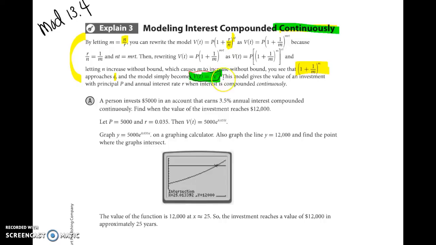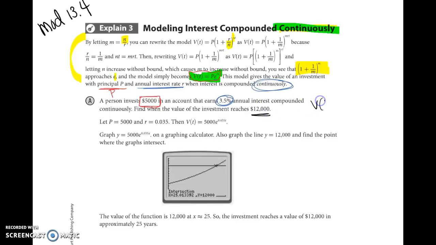So using this formula, let's go ahead and identify some of these key things. So P is the principal amount. R is your rate. And remember, this is being compounded continuously, which is why we're using E there. So our principal amount, a person invests $5,000 in an account that earns 3.5% annual interest compounded continuously. So it's saying when will the value of the investment reach $12,000?